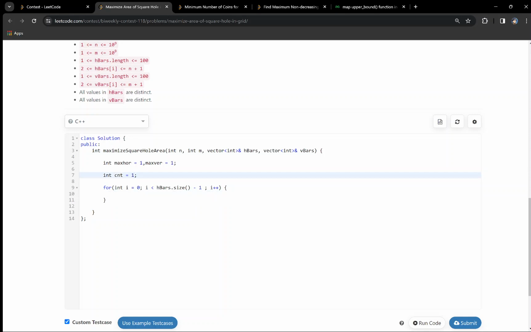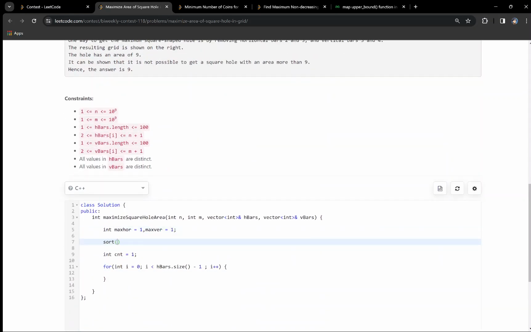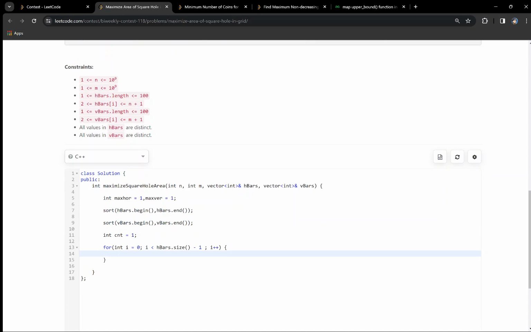We have to see continuous. So if we have 1, 2 and it is in increasing length or what, sort the h bars. We have 1 3 4 5 6 9 10.